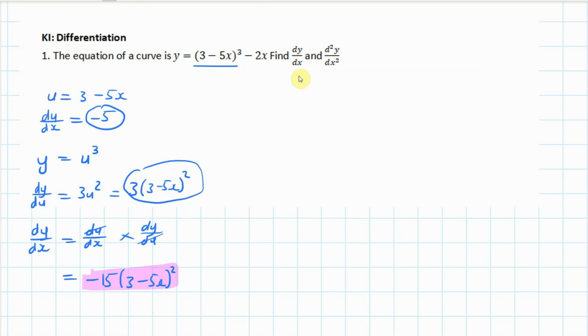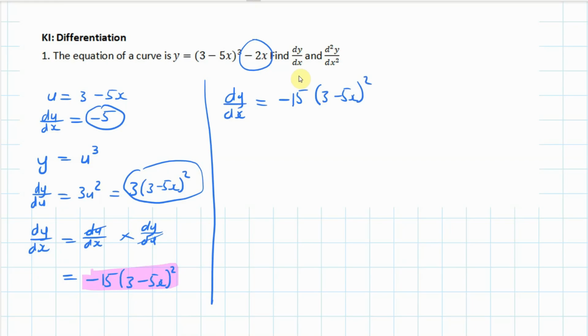Now you can actually just do this in your head. You take this, you differentiate the x term in here, so it just becomes minus 5. Put that in front and then drop down the power of the whole bracket. Okay, so that's all we've done. Now, finally, to get our final answer, because we haven't taken into account this bit here, we're going to say dy/dx therefore is equal to negative 15 into (3 minus 5x) all to the power of 2 minus 2. Now, that's the first answer. And now we want to do the second one, where we're trying to find the second derivative.